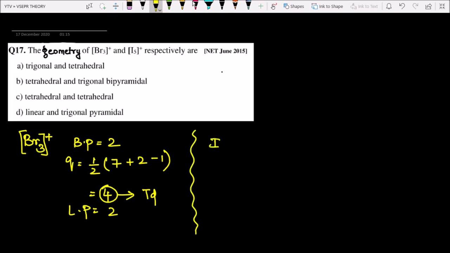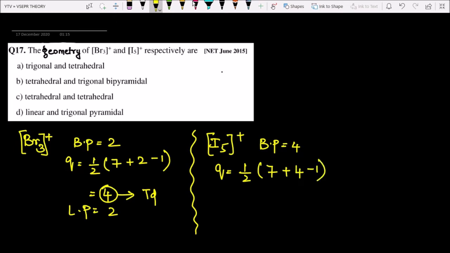In case of IF5 plus, how will it be? The bond pair is equal to 4, right? Because one iodine will be the center, bonded to 4 other iodine atoms. If you find the quotient, it's going to be half into the valence electrons of the central atom, 7, plus the number of monovalent atoms attached, 4, minus 1. So that is going to give you 5, right? So the quotient is 5, which means it's going to be trigonal bipyramidal. So the correct answer is tetrahedral and trigonal bipyramidal. That is option B. Okay, let's move to the next question.